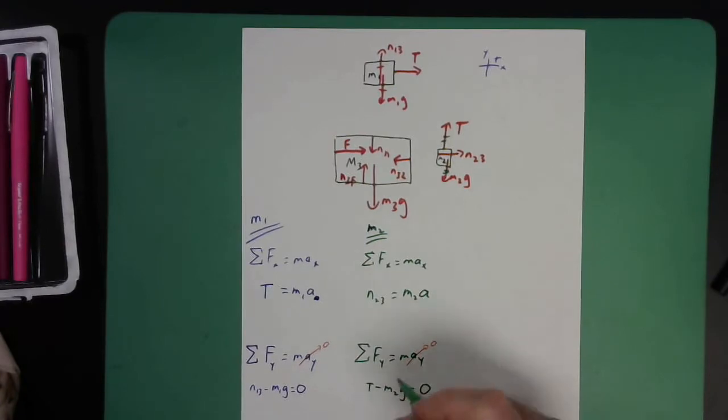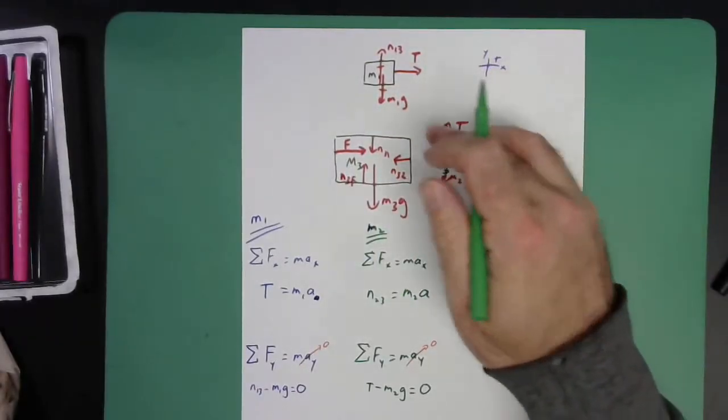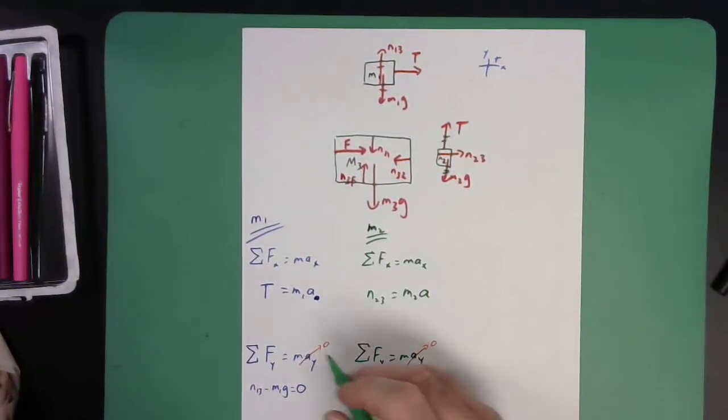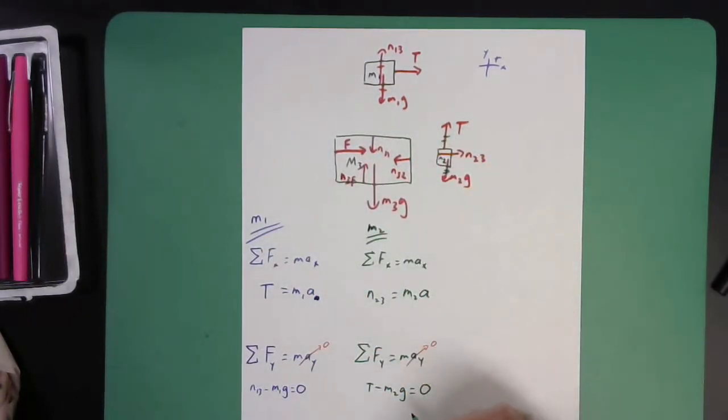Because I really am just using x and y axes for this problem. I'm not doing it along the string because there's no motion along there, so I don't have to worry about that. I am just looking at overall left, right, and up, down. So here we go. That's what we get.